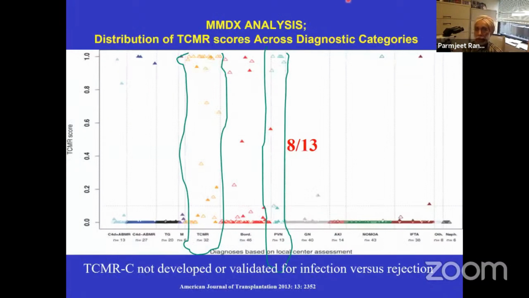This is the MMDX analysis of some BKV nephropathy lesions, 13. This is the TCMR score. Of course, most of the biopsies, at least half of them, would have a high TCMR score above the threshold of 0.2. Interestingly, 8 of 13 BKV nephropathies also had a high TCMR score. And so the MMDX interpretation of this finding is that most biopsies with polyomavirus nephropathy have T-cell mediated rejection.